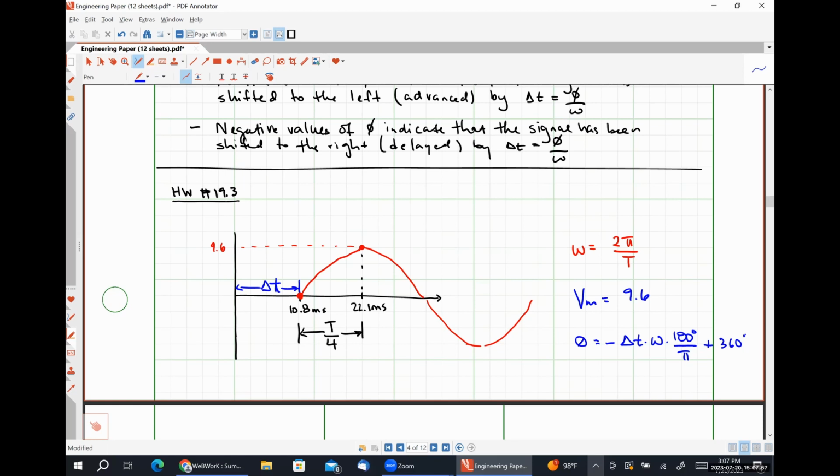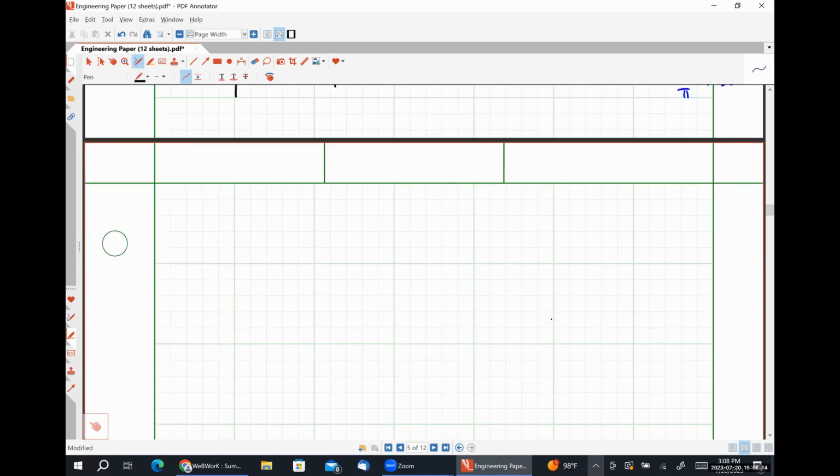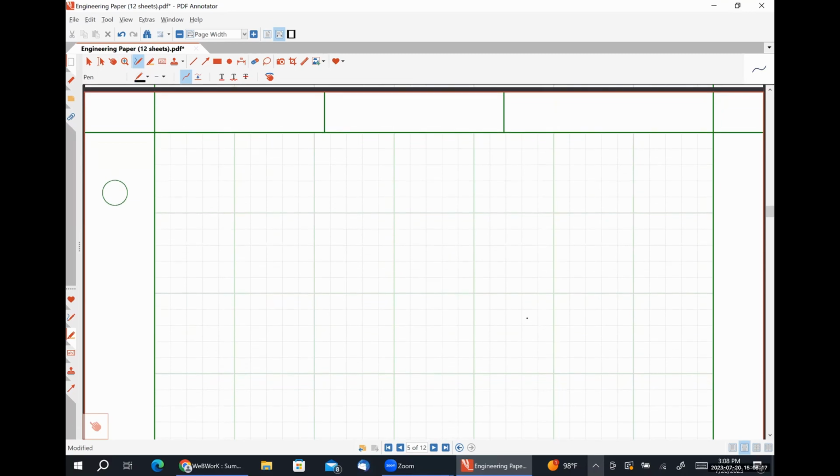So that's the hard part of homework 19, part 3. Parts B and C are literally just trig identities that we're going to learn here in the next few minutes. All right. So let's go ahead and hit you with trig identities. Just a moment, please.